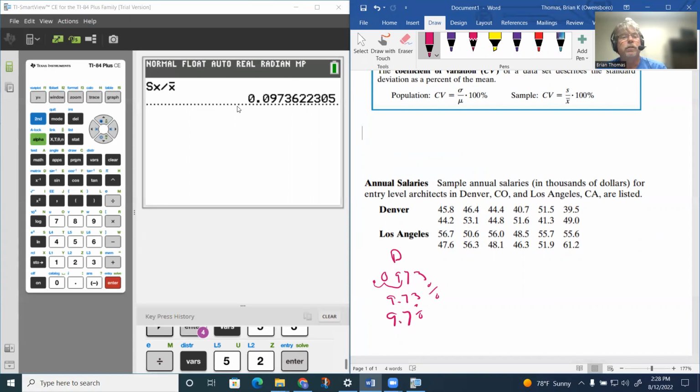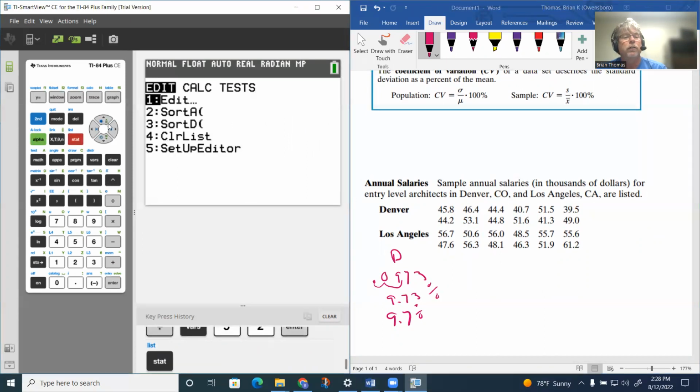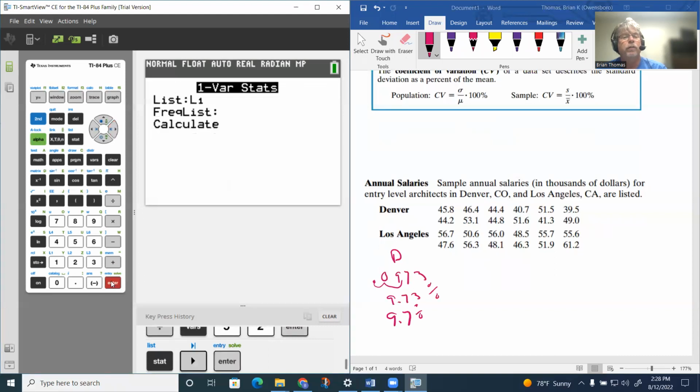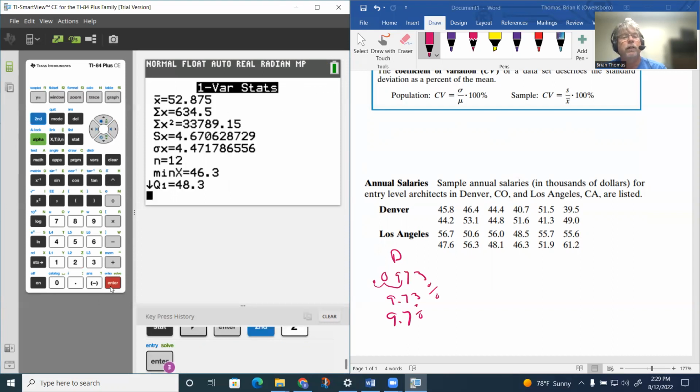Now I can turn my attention to Los Angeles. So going back to stats, calculate. We are still doing one variable statistics. But notice here I've got to change L1 to L2. So L2 is right above the 2 down here. So I hit the second button, hit L2, and this all goes together. And that gives me my calculate. So now I have this 52 and 4.67 thing.